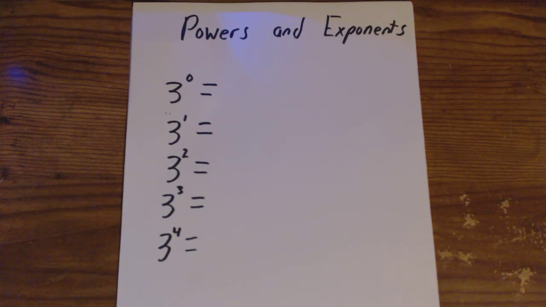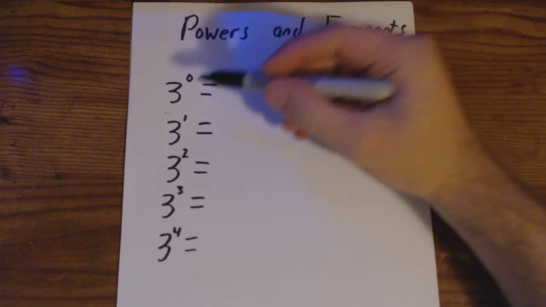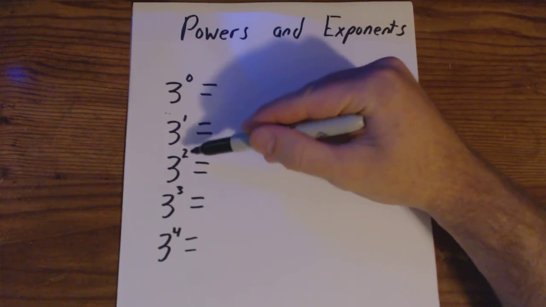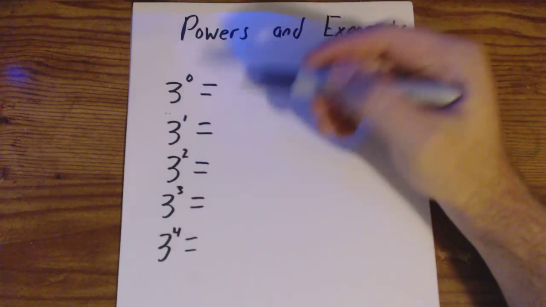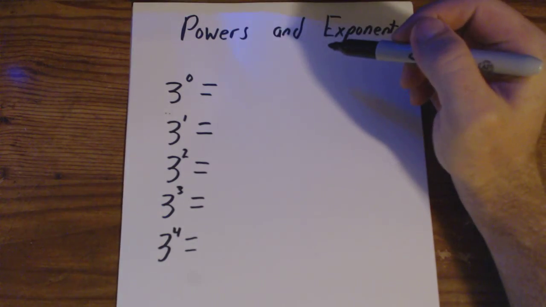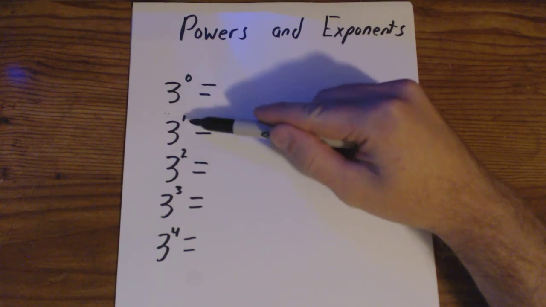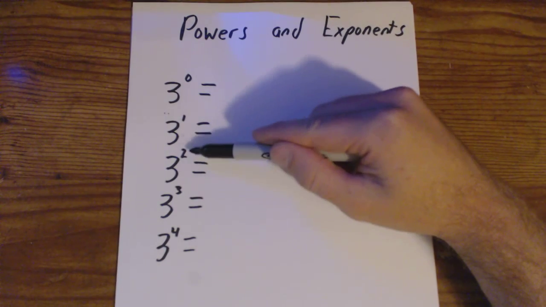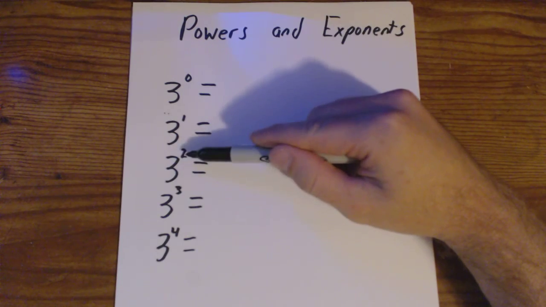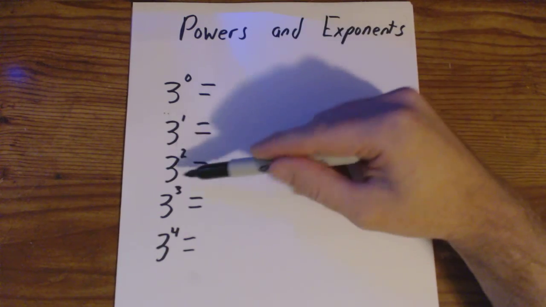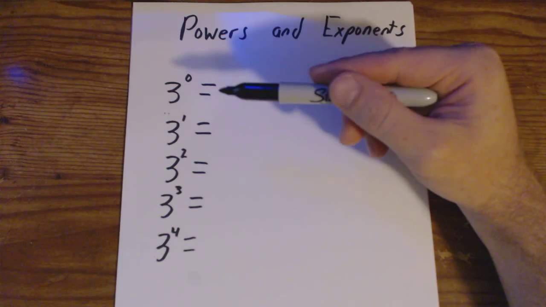Powers and exponents. These are words you might see, and they're referring to these little tiny numbers up here next to the 3. Now, powers and exponents are both referring to the same thing. They're saying 3 to the 0 power, 3 to the first power, 3 to the second power. The exponent is 2, but you're saying 3 to the second power. It's essentially referring to the same thing.